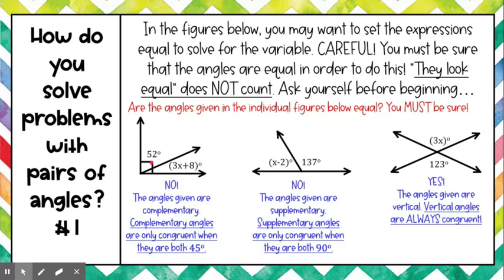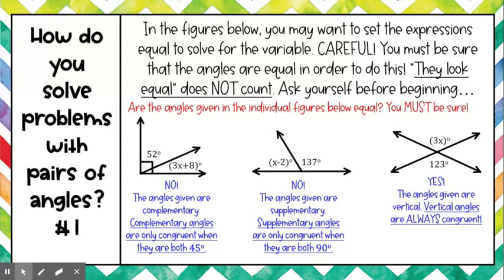We have 52 degrees, and then we have 3x plus 8. Well, we know that this is going to be a right angle, so these are going to be complementary. So we know that complementary angles equal 90 degrees, so we can say that 52 plus 3x plus 8 equals 90. We want to subtract 52 from both sides. 90 minus 52 is 38.